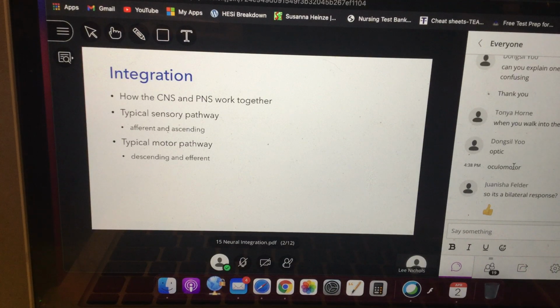All right, so this chapter is all about how the central and peripheral nervous system work together, and a lot of it we've already talked about. Starting on page 177, you'll see sensory and motor pathways, these little diagrams that show a typical sensory pathway. Remember that those are afferent and ascending, but the parts of that pathway that are in the peripheral nervous system are the sensory receptor and that afferent sensory nerve.